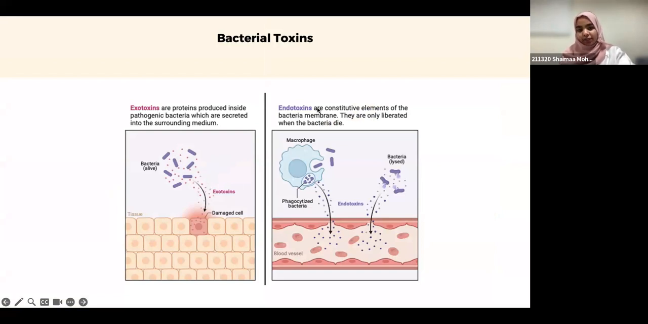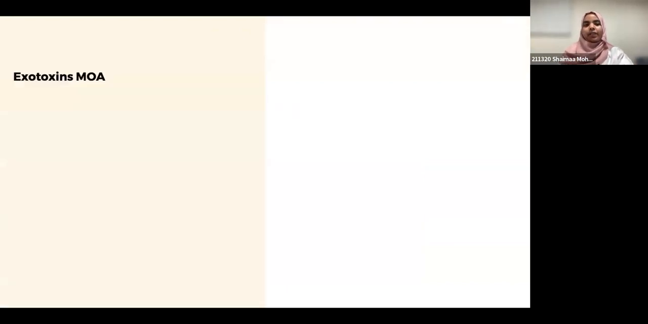But then we have endotoxins. So endotoxins, they are an integral part of the bacteria. They are basically a structure of the bacteria that are only released when the bacteria die. So exotoxin, bacteria is living, releases the toxin outside, but endotoxin, it's within the bacteria. It's part of the bacteria that's released when the bacteria die, okay? So let's first look at exotoxins and how they work, okay?